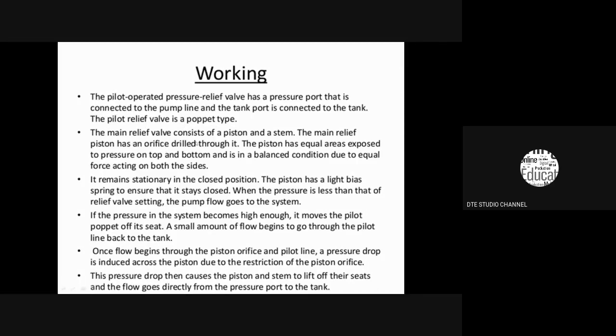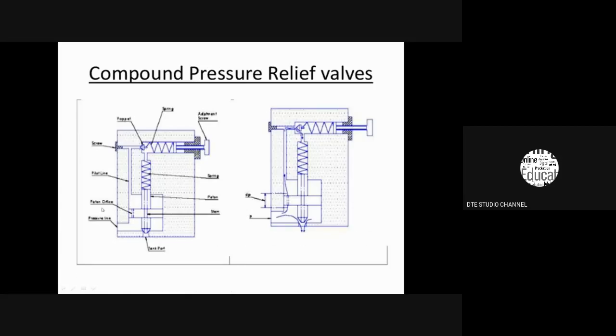The main relief valve consists of a piston and a stem. By this arrangement, the tank port is initially closed because of low pressure; the piston and stem automatically close the tank port. The main relief piston has an orifice drilled through it. There is a small hole made in the piston. Orifice is made.